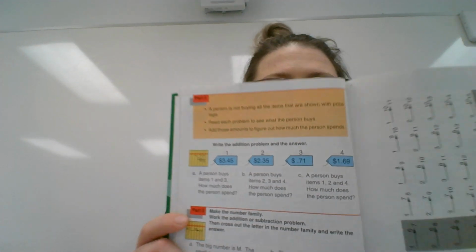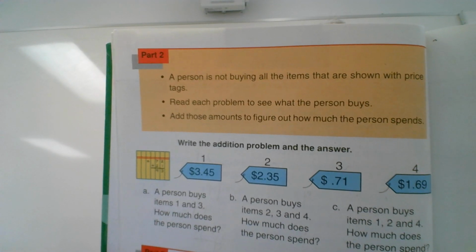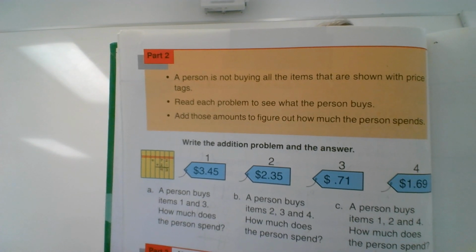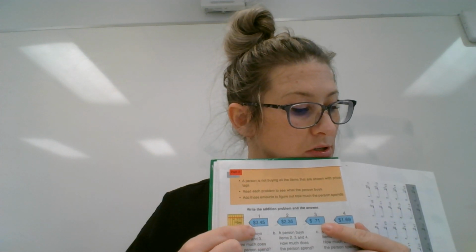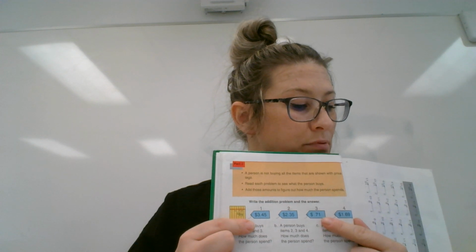Touch problem A. A person buys 1 and 3. How much does that person spend? Touch the 2 items that the person buys. The person buys 1 and 3. So you add these up together to see how much the person spends. Okay? We're going to write an addition problem.